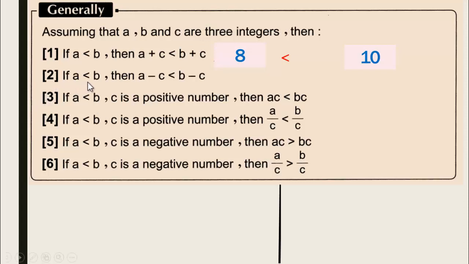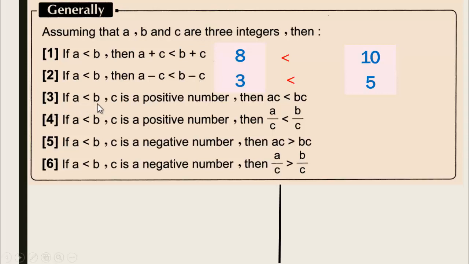If a is less than b, then a minus c is less than b minus c. So here again I have 5 is less than 7. If I subtracted 2 here, then my answer is going to be 3. And if I subtracted 2 here, then my answer is going to be 5. Yes, still 3 is less than 5. Let's go to number 3.